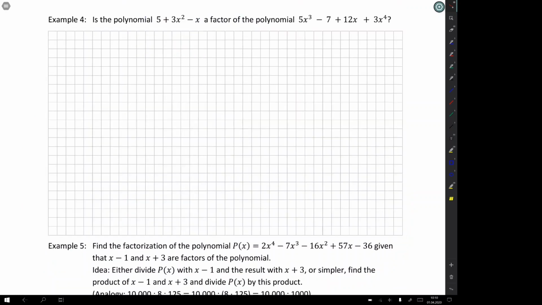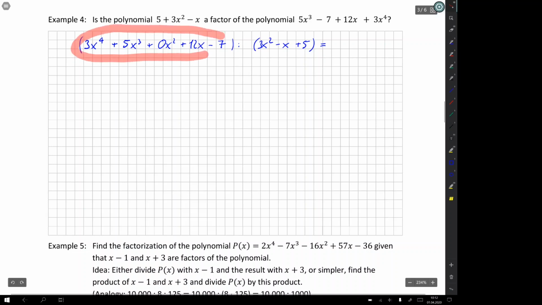To find out whether this polynomial here is a factor of this polynomial here, we have to perform a polynomial division and see if the remainder is 0 or not. Do that on your own, stop the film, and here comes the result. To perform the polynomial division, don't forget first to write the polynomials in descending order of the exponents of x.